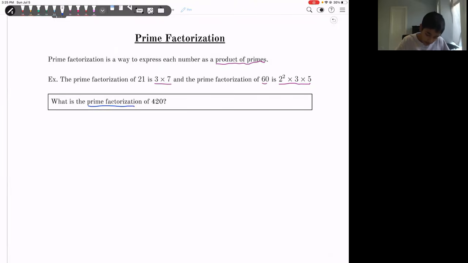What's the prime factorization of 420? Let's just break it up. So 420, 2 is a prime, so we divide by 2, and we get 210.